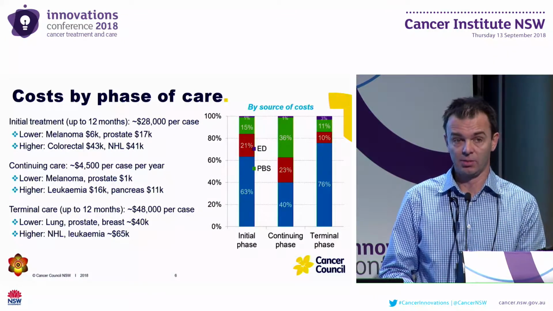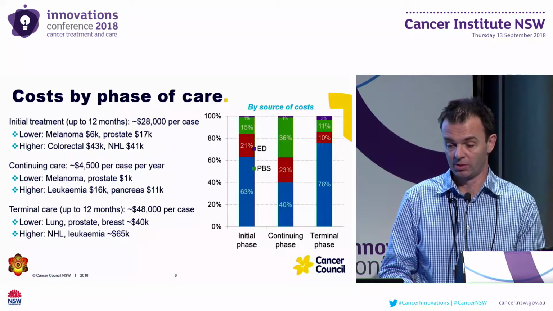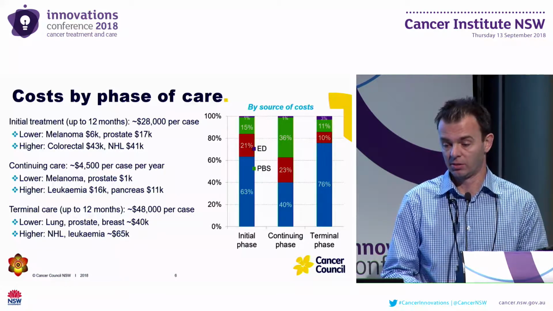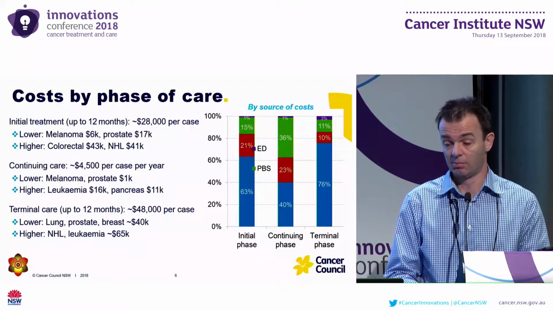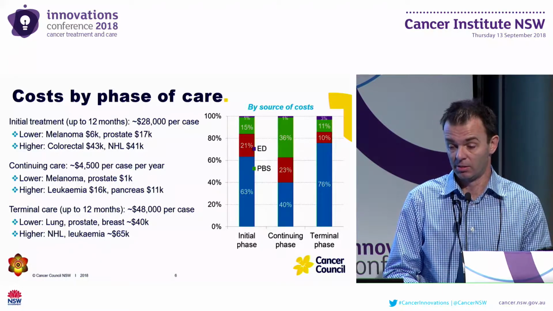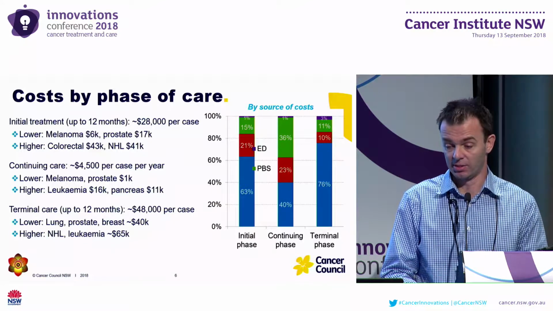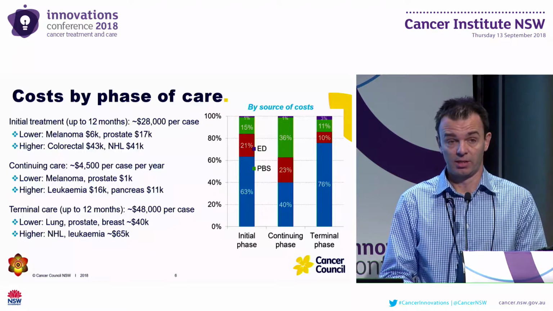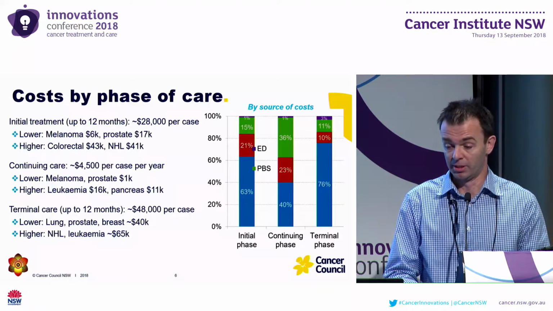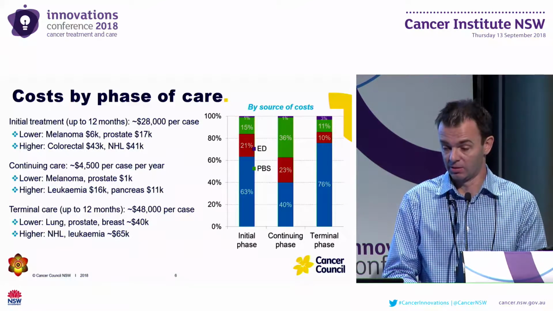Then when you go into the continuing care phase, the proportion of costs that were ascribed to inpatient care dropped down to 40%, and it was largely taken up by subsidised medicines in the PBS. But then in the terminal phase, the costs are almost completely dominated by inpatient hospitalisations.